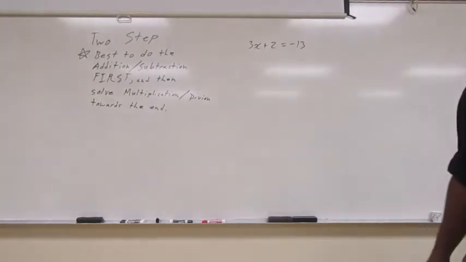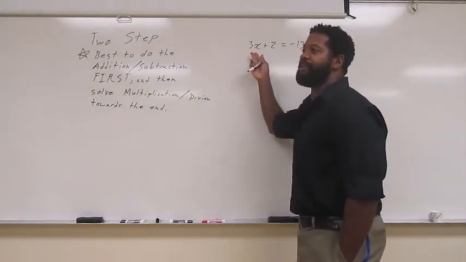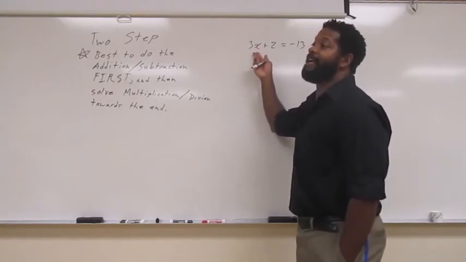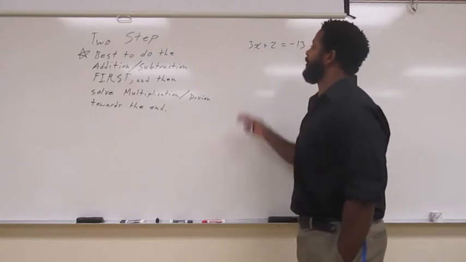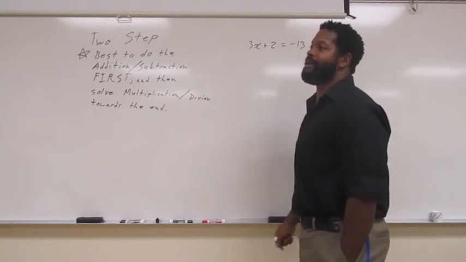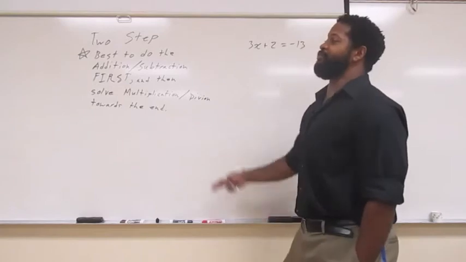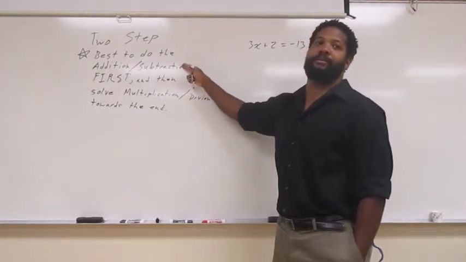All right. First things first. What's happening between the 3 and the x? Anybody? Multiplication is happening between the 3 and the x. If you divide this 3 to the other side, does 3 go into 13? No. Not at all. Which is why it's best to do addition and subtraction first.